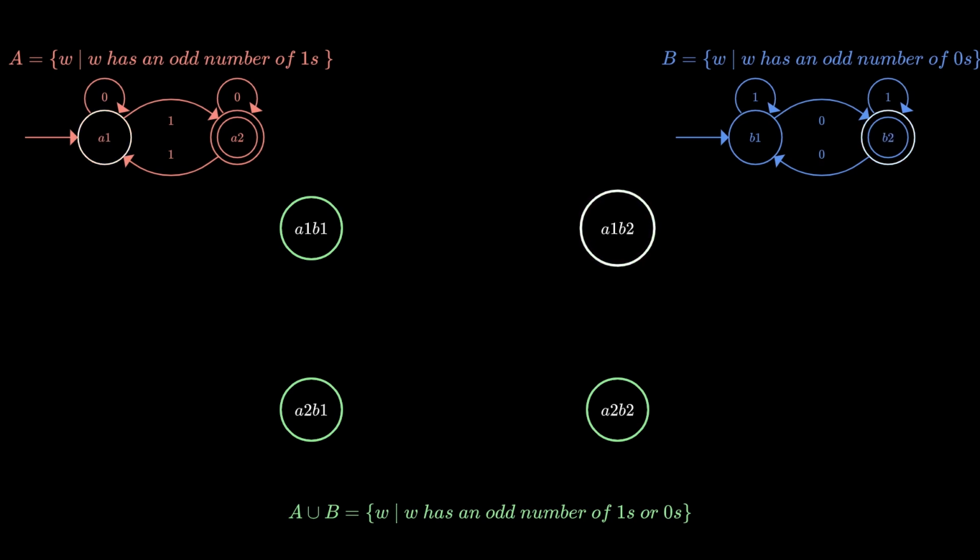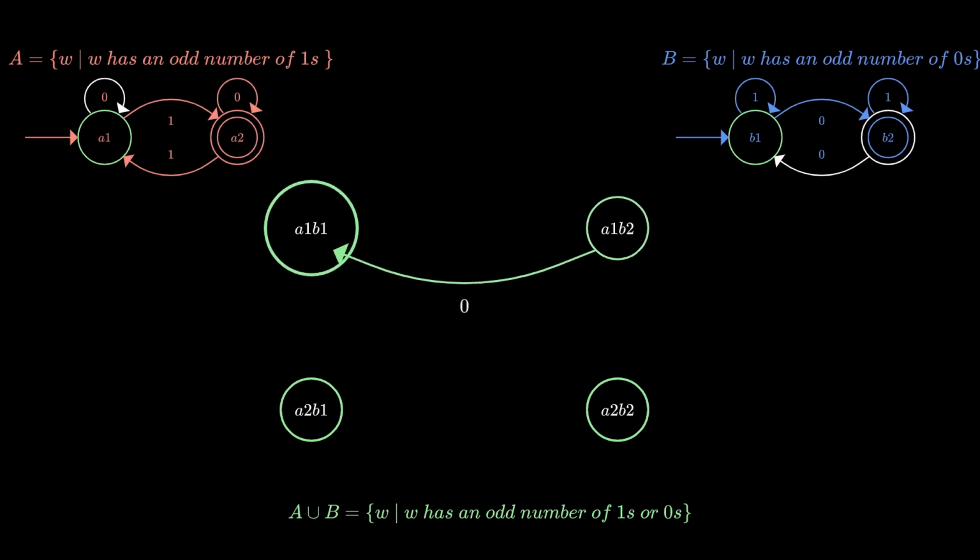Given an input of 0, we look to see where our transition function takes us in machine A, which is still A1. In machine B, if we receive a 0 in B2, we transition to B1. So we combine those two states and make that our destination. Let's do one more. Say we are in A2 and B1. Given an input of 1, we look to see where our transition function takes us in machine B, which is still B1. In machine A, if we receive a 1 in A2, we transition to A1. So we combine those two states and make that our destination.